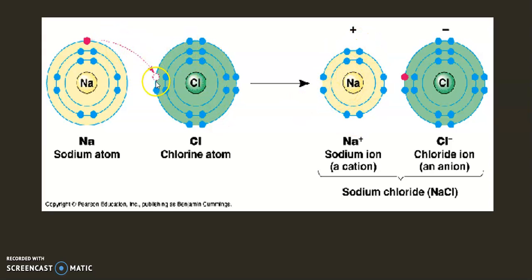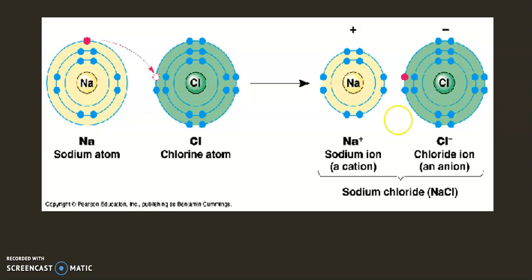Same way with chloride, it received that electron, and so chloride would then have 8 electrons in its outer electron shell and be chemically stable. But then it has an extra negative charge. Because these two, this cation, sodium, and anion, chloride, have opposite charges, they'll be attracted to each other and they'll form an ionic bond together. So that's the common example of a salt that's formed through an ionic bond.